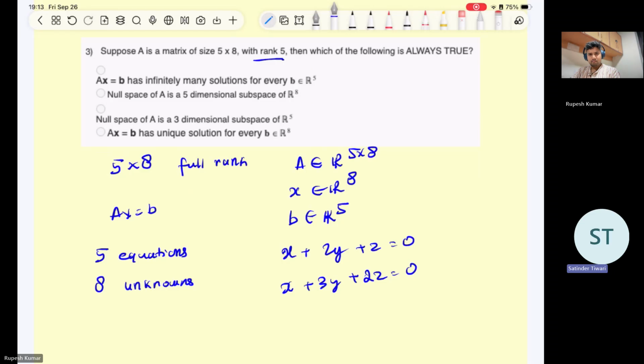So infinite many solutions will be there. Yeah, but sometimes for underdetermined, maybe no solution is also possible. I think so. These two underdetermined cases are there.